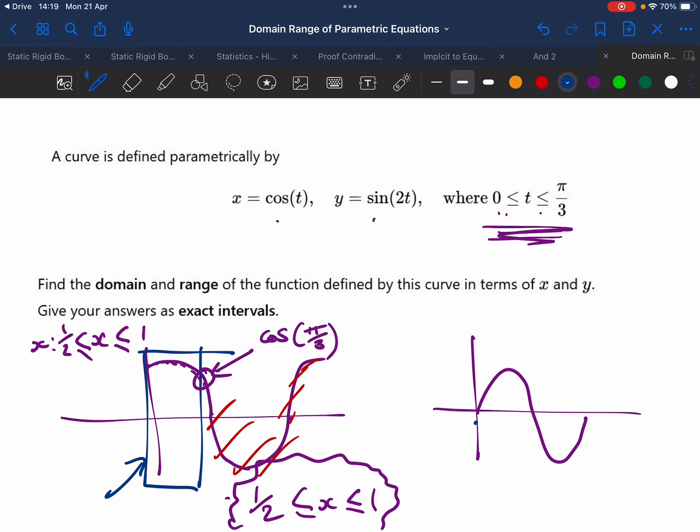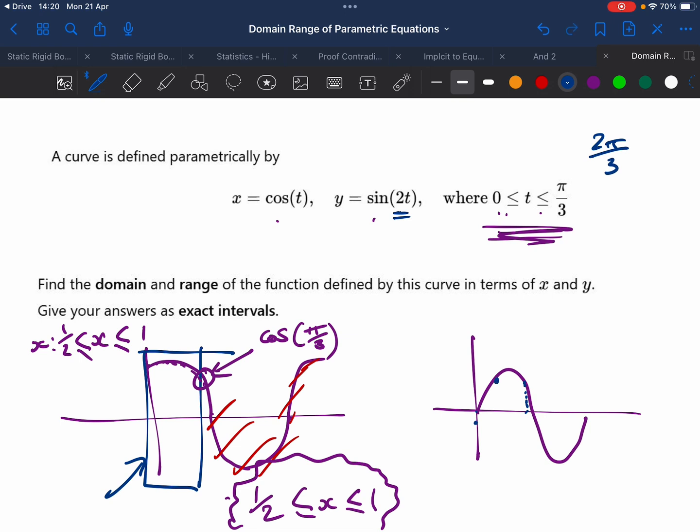Let's do the same for sine. It starts at 0, and you have pi over 3. However, because you've got 2t, it's like 2 pi over 3, which is a bit further on than it would normally be. It would normally be about here, but because it's double, the part that's used is about this part here.